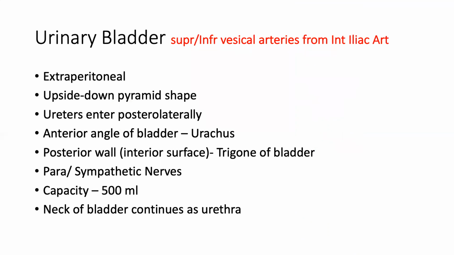Let's talk about urinary bladder. If you have been to the anatomy dissection lab, I believe you have seen the urinary bladder, which is just lying posterior to the pubic symphysis. The arteries for the bladder come from the internal iliac artery, which are called superior and inferior vesical arteries. Vesica means bladder. A bladder is an extraperitoneal organ. It is like a triangular or pyramidal shape, which is upside down, and ureters enter into the bladder posterolaterally. Posterior wall on the inferior surface of the bladder is called trigone of the bladder, and average capacity is about 500 ml, and the neck of the bladder continues as the urethra.